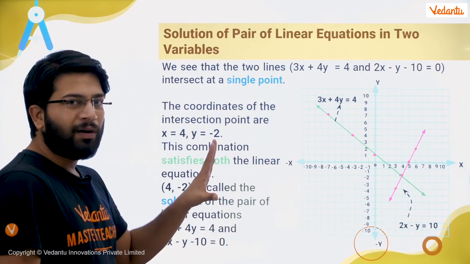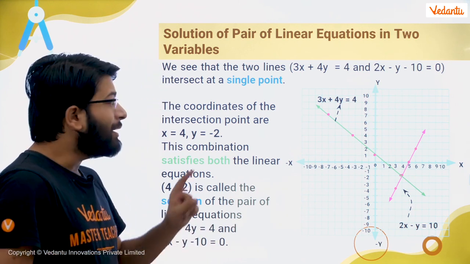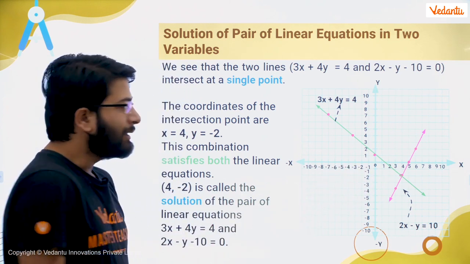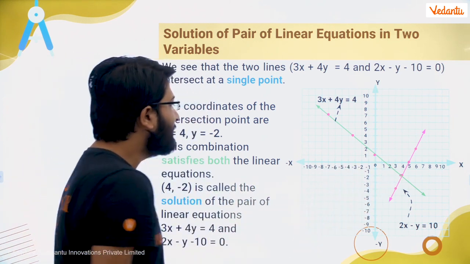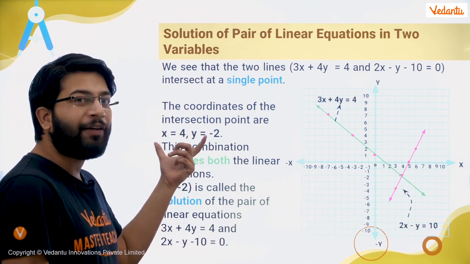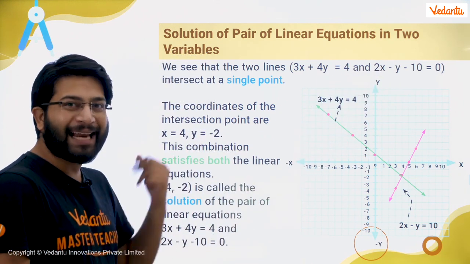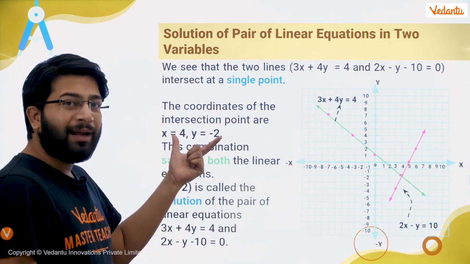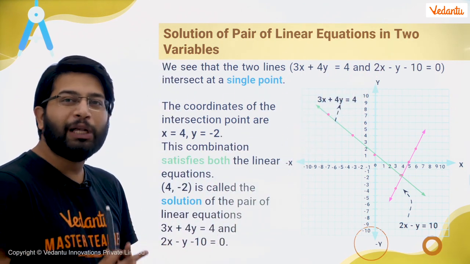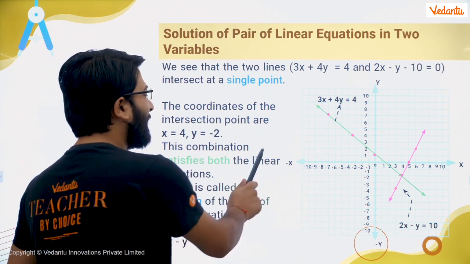Okay champ, so till now we have seen how to draw the graph of a linear equation. Now the common point, the point which satisfies both the lines, is (4, -2). So 4 comma minus 2 are the values of x and y which satisfy both the equations. You can check it. The values of x and y which satisfy both the equations are nothing but the solution of the pair of linear equations in two variables. Very easy, right, champ?